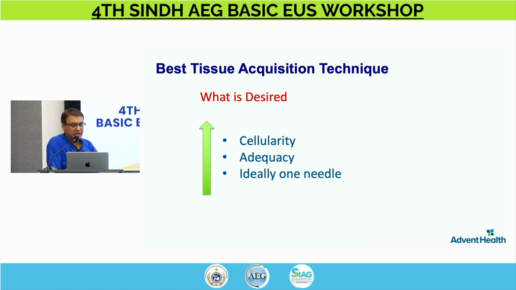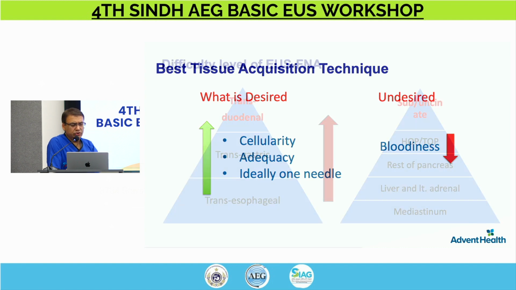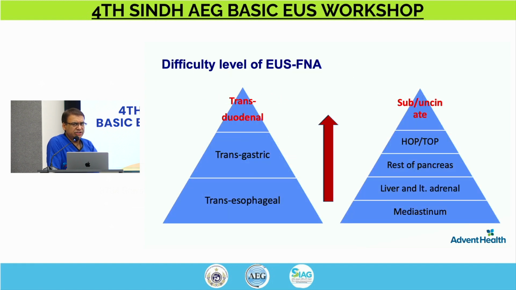It will work. Okay. What do you want from a tissue? It has to be, if it's cellular, it's adequate. Ideally, only one needle use. And what you want to avoid is the blood in the specimen. So what technique would you use to achieve that? I'll come to that in just a second.